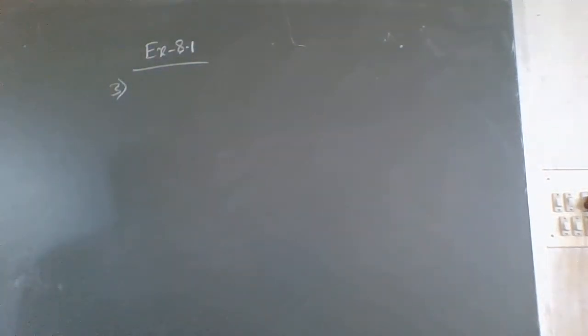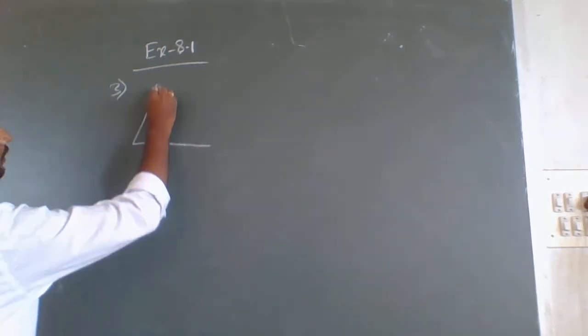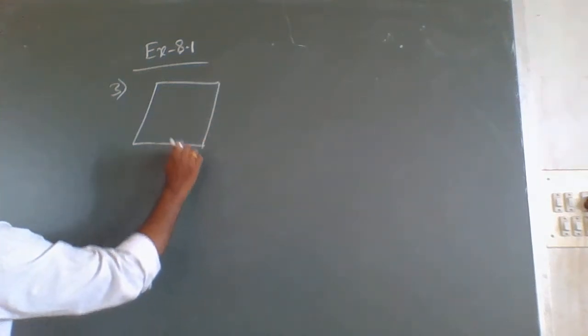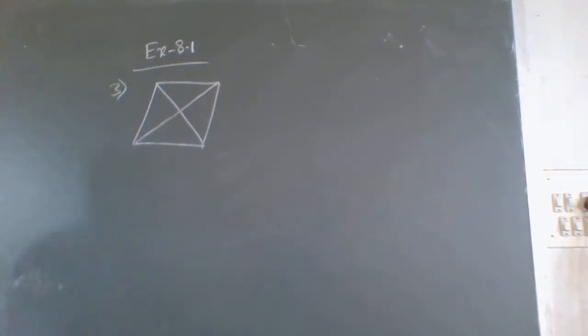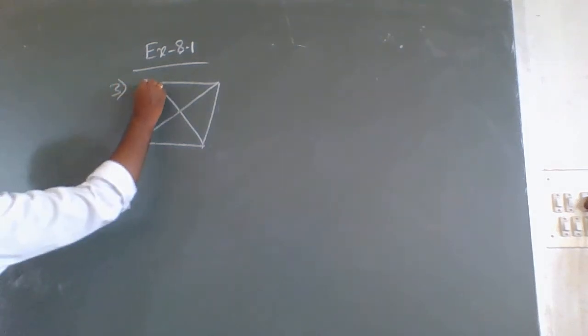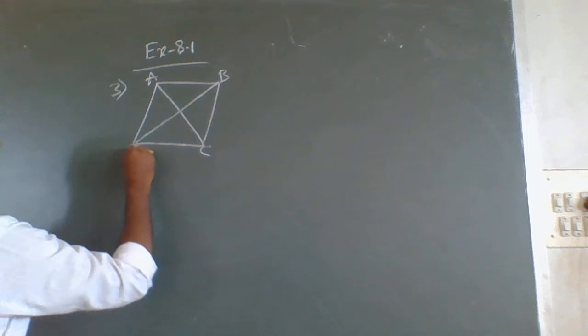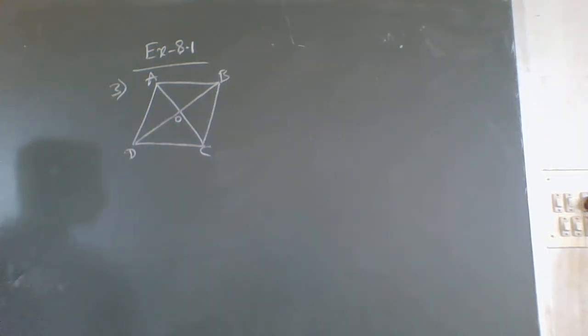So here first I will consider one quadrilateral. This is the quadrilateral, and these two are diagonals which are intersecting perpendicularly. Bisect each other at right angles means intersecting each other at right angle. Then you have to prove it is a rhombus. I will name this quadrilateral ABCD, and this is point O.